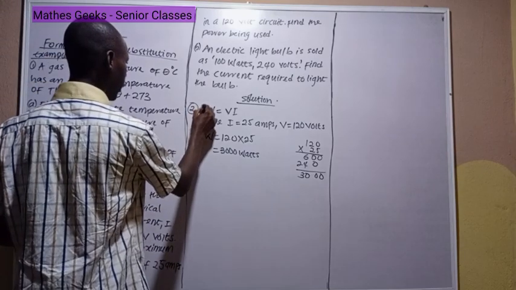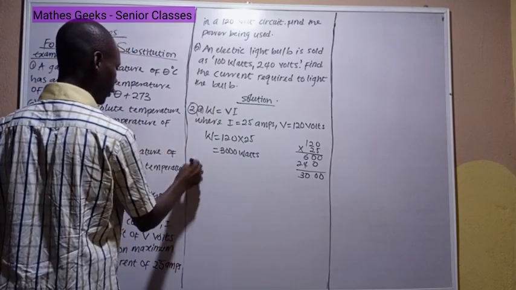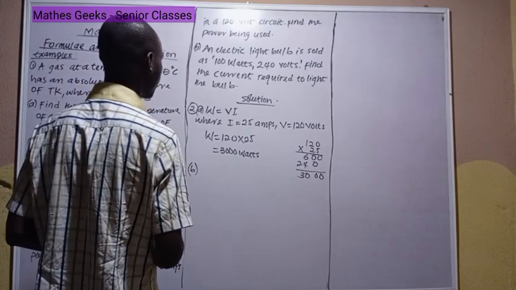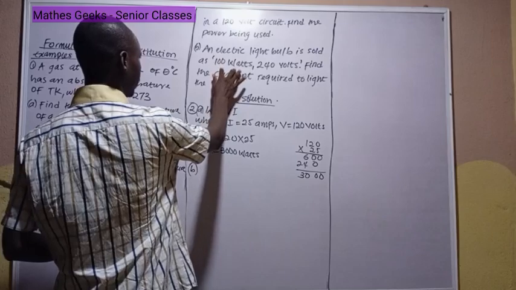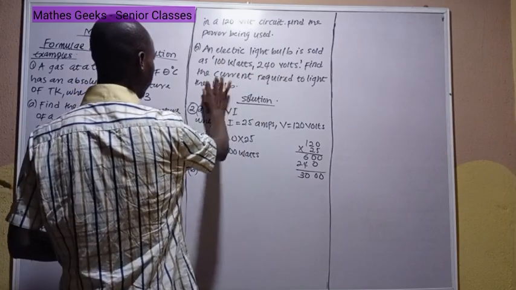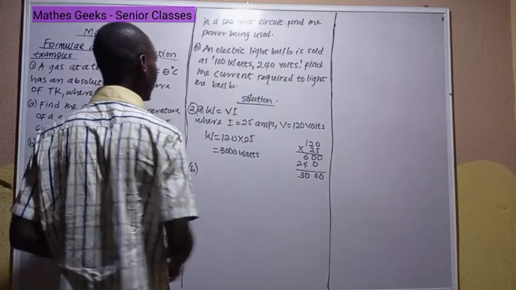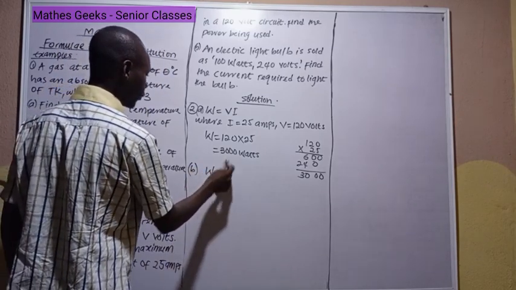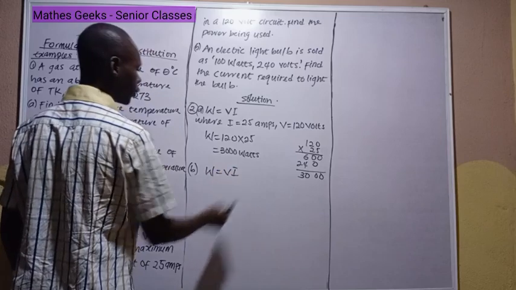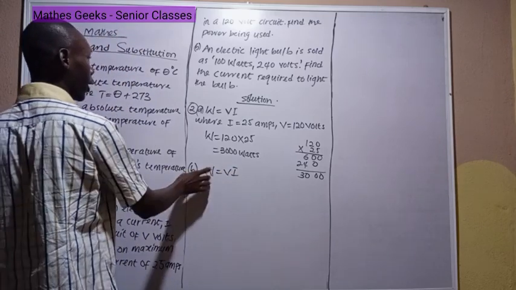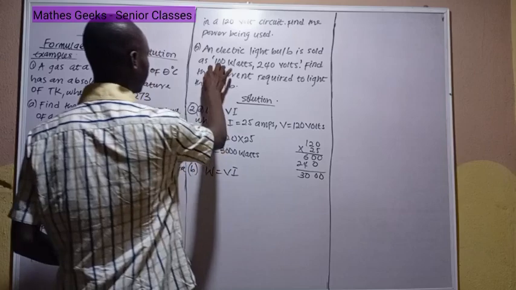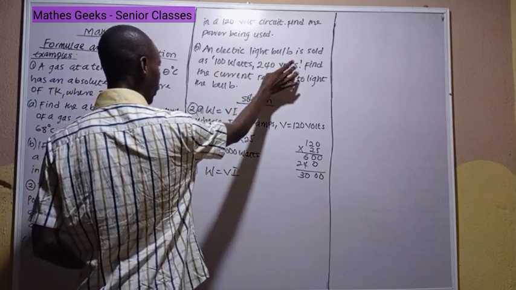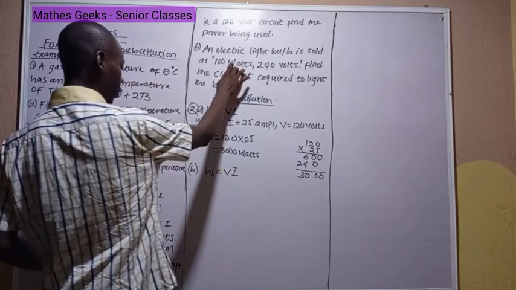Okay, we come to part B, which says an electric light bulb is sold as 100 watts, 240 volts. Find the current required to light the bulb. So if we write our formula, W equals VI. We discover that this time around the watt is known because the electric bulb is rated 100 watts, 240 volts. So this is for V volts and this is for W watts.